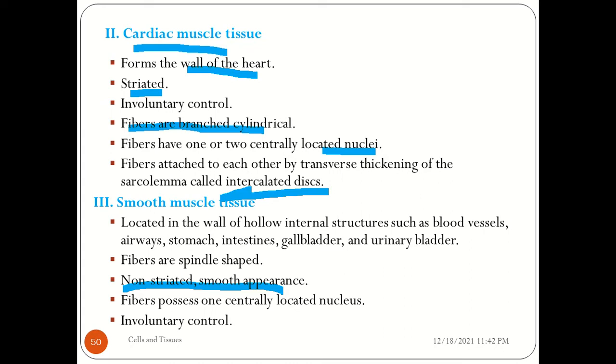Smooth muscle tissue is located in the wall of hollow internal structures such as blood vessels, airways like the respiratory tube, stomach, intestine, gallbladder, and urinary bladder. Fibers are spindle shaped, almost similar to S-shaped, and possess one centrally located nucleus. Control is involuntary because of autonomic nervous system supply.